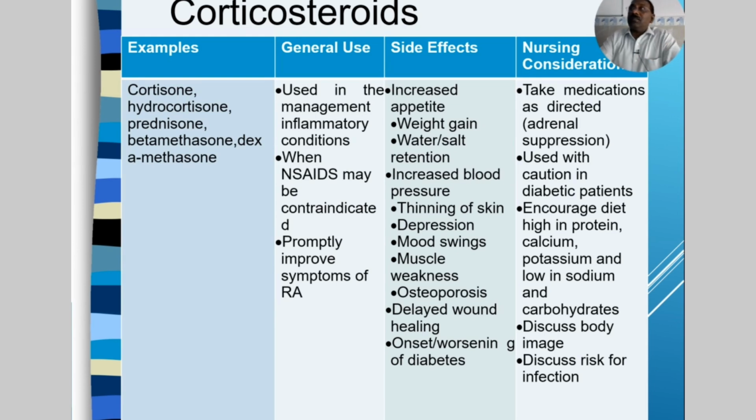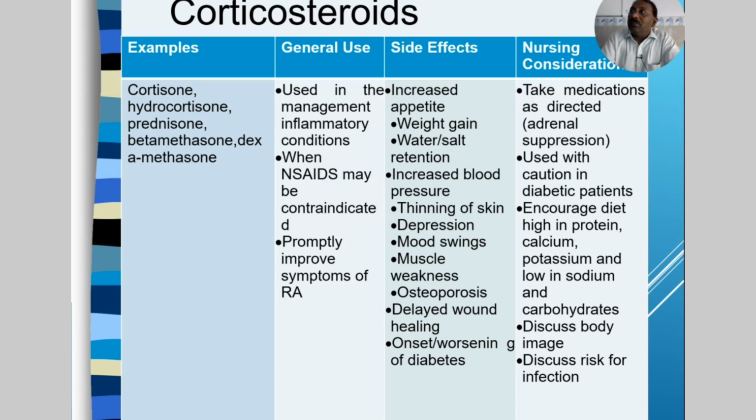The next important drugs in the management of rheumatoid arthritis are the steroids. Excellent drugs. The best drugs in the management of rheumatoid arthritis, for that matter any rheumatological condition, any connective tissue disorder, are the steroids. Again, on one hand they are so useful. On the other hand, they are so dangerous.